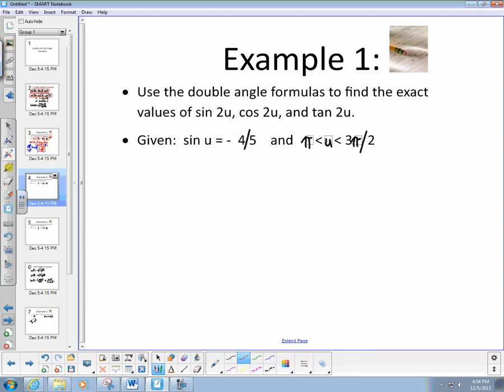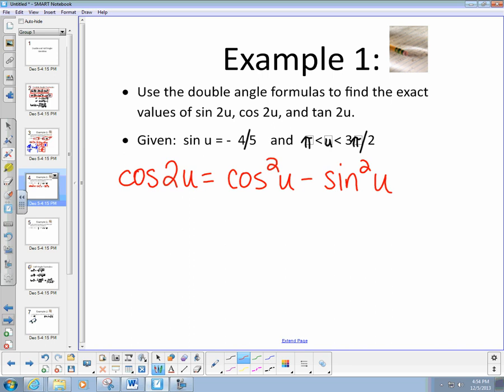Okay, now same problem, but this time I'm going to find the cosine of 2u. And the formula for cosine is cosine squared minus sine squared. Now, because of the last problem, we already have both of these values. We just found the cosine to be negative 3 over 5. We're going to square that. The sine was given to us. It was negative 4 over 5. We're going to square that.